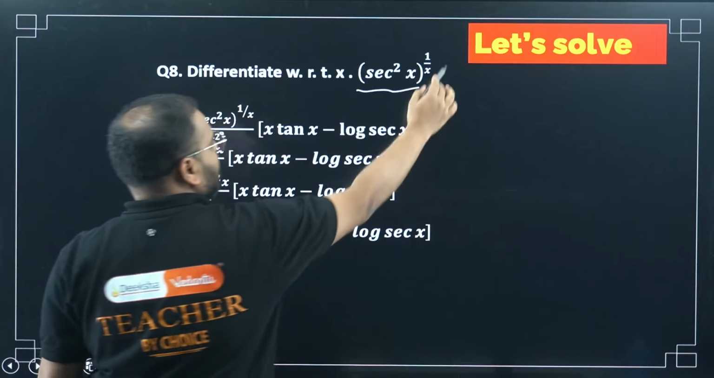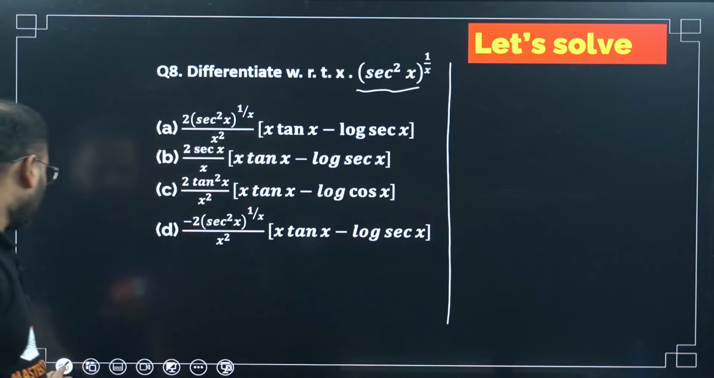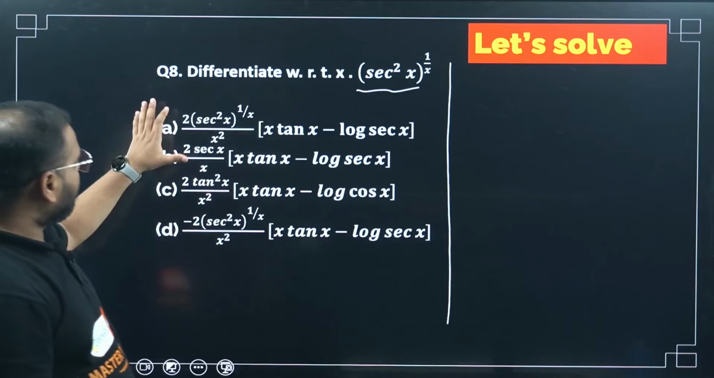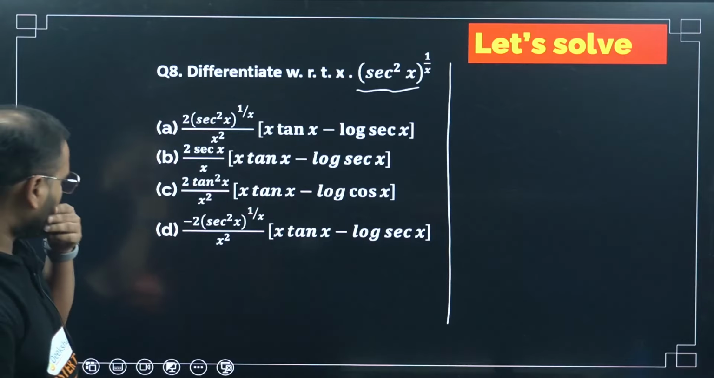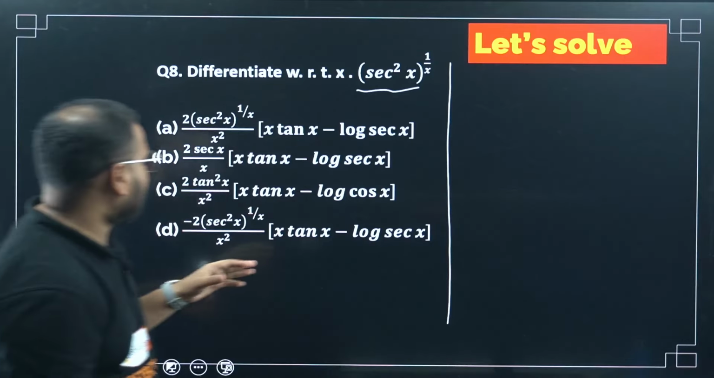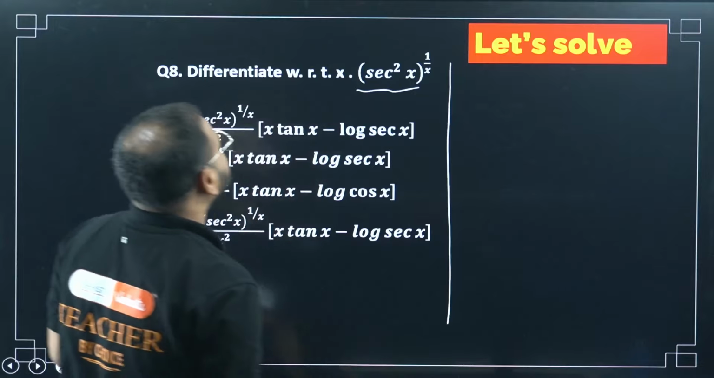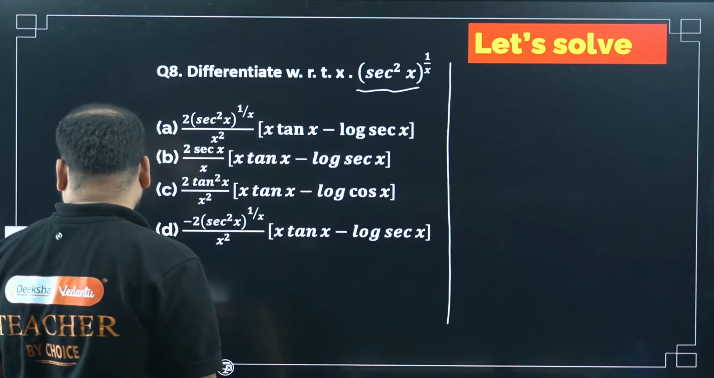We have to differentiate this function with respect to x. How will I do it? One of the options should be correct. Which option is correct? I don't know. I have to check. I'm not sure. Let's check the answer after solving it.